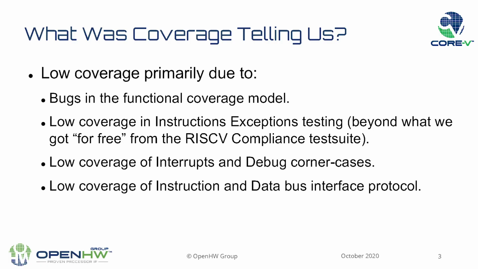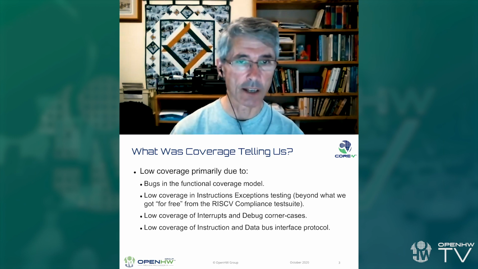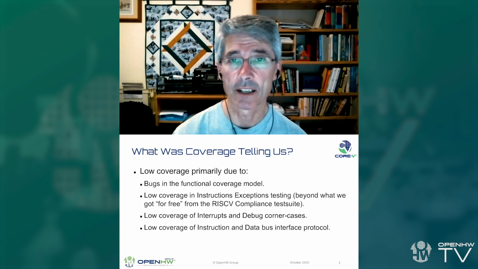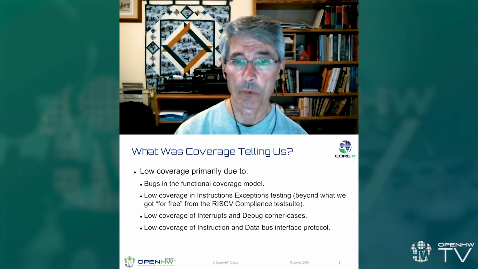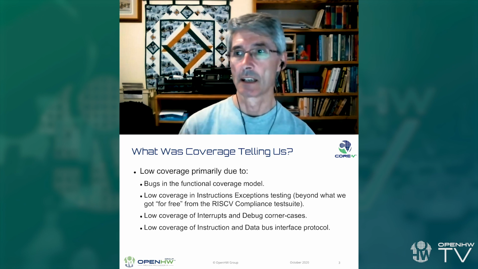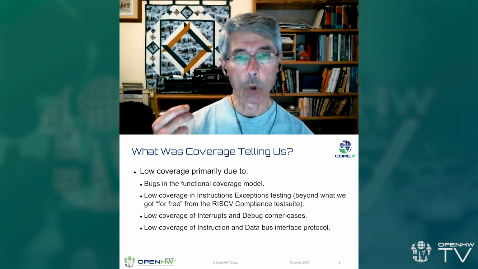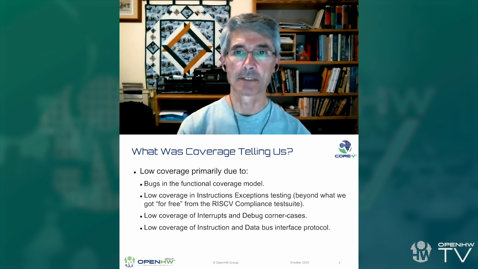And what were those big rocks? Well, the first was there were bugs in our functional coverage model, particularly in the ISA model. We were just not collecting information the way we should, so we had to address that. We had low coverage in instruction exceptions beyond what the RISC-V compliance test suite was giving us. So we needed to do something to deal with that. And by instruction exceptions, I mean things like illegal instructions, or addressing a CSR that doesn't exist, or writing to a read-only CSR, the kinds of things that would flag the core to recognize an illegal instruction.